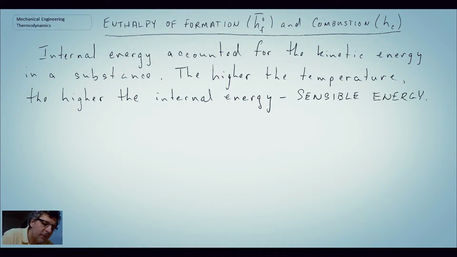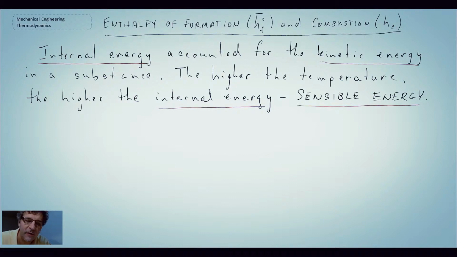So for internal energy, what we were dealing with was basically accounting for the kinetic energy of the molecular motion within the substance that we would be looking at. And the higher the temperature of the, usually it was a gas, but it could also be a liquid, you'd have a molecular motion there. But the higher the temperature, the higher the internal energy, and consequently this was a form of what we called sensible energy. So that was the first treatment of internal energy.